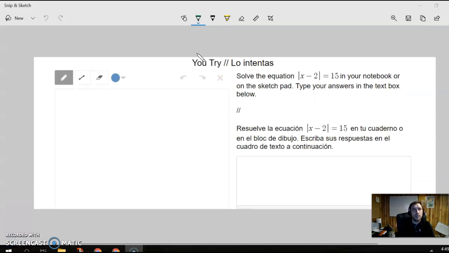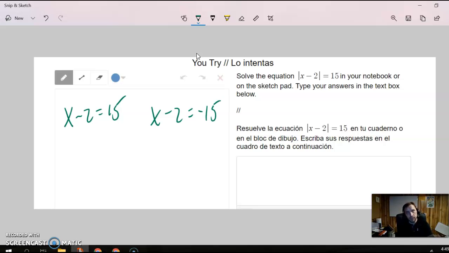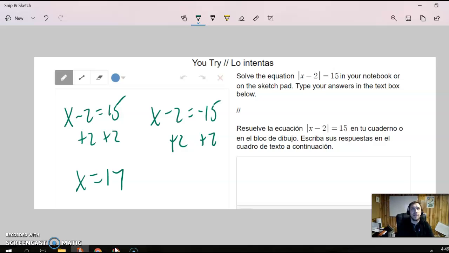All right, so did you set up your two equations? x minus 2 equals 15 and x minus 2 equals negative 15. Again, pause it. If you don't have those, try it out. You're going to add 2 to both sides. And you're going to get either x equals 17, or on this side, you're going to get x equals negative 13.